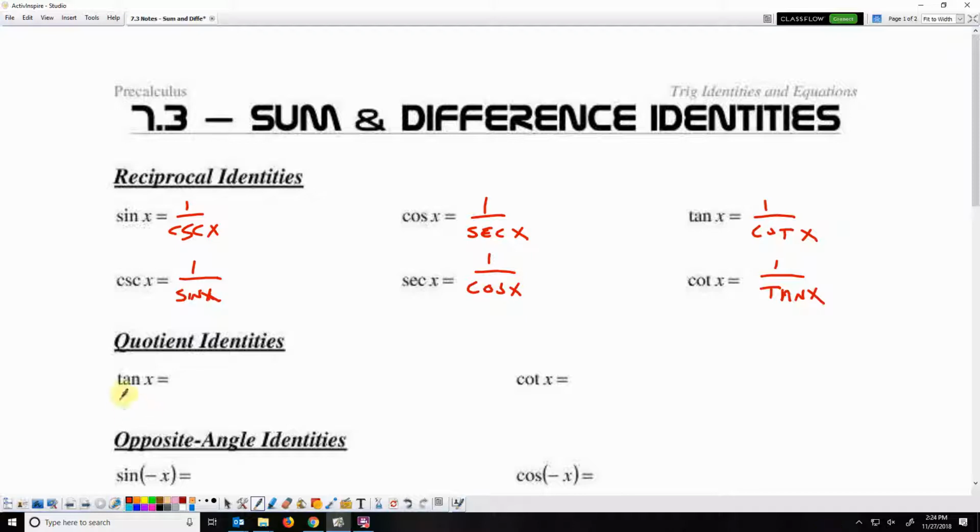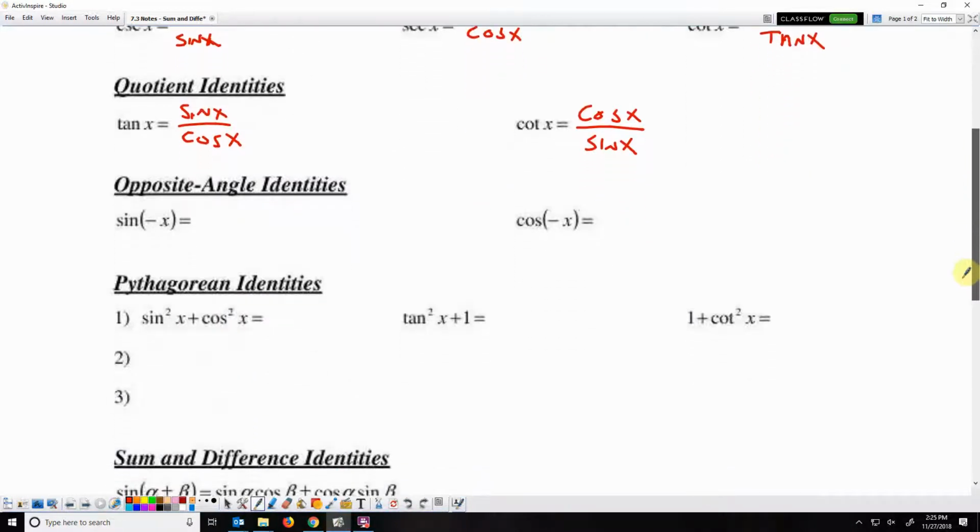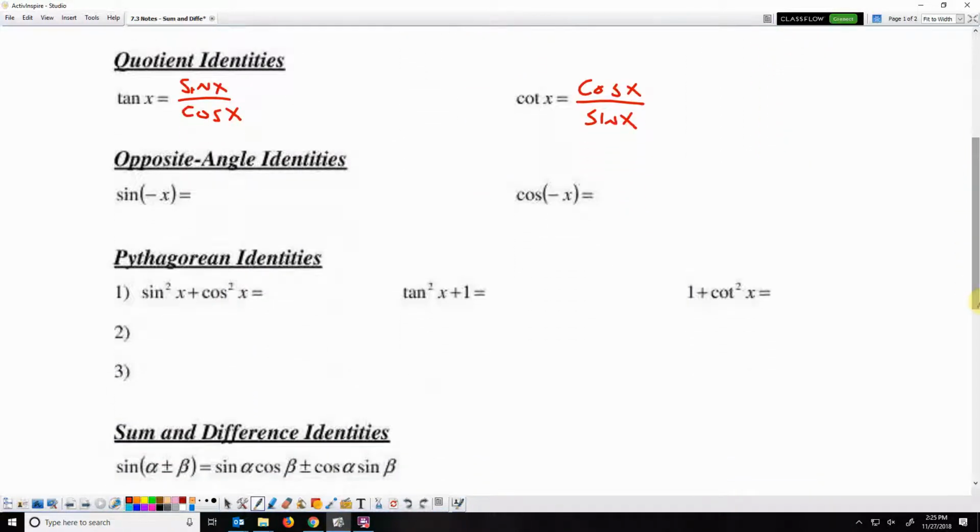And the quotient identities: tangent x is the same as sine x over cosine x. And cotangent is the reciprocal of tangent, so it is cosine x over sine x. We are not going to use the opposite angle identities. We'll go to the Pythagorean identity. Sine squared plus cosine squared is 1.